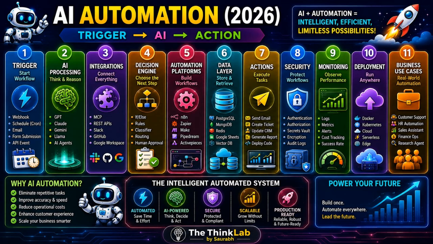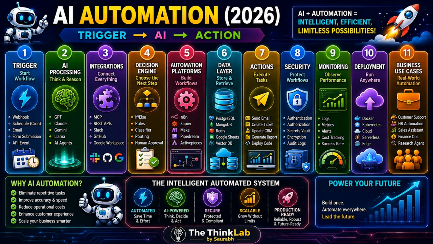Now the fourth one is the decision engine. It chooses the next step. Now the system decides what should happen next, and this is done using rules, conditions, and approvals. For example, if the customer is premium, we give better support. If not, we give the normal queue. So now the system is not just working, it's also thinking logically.